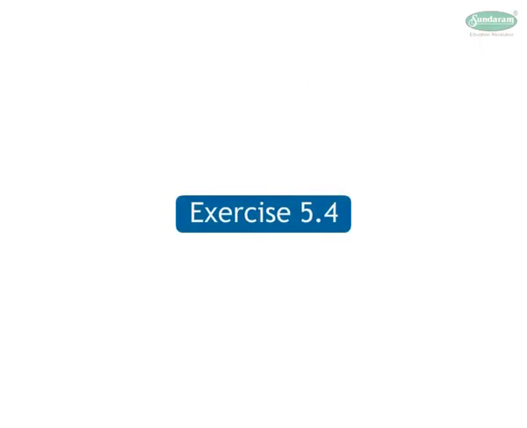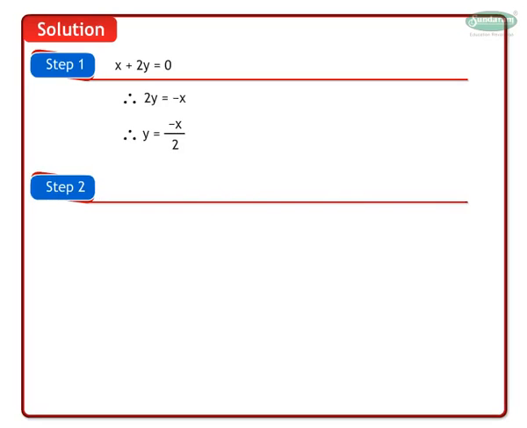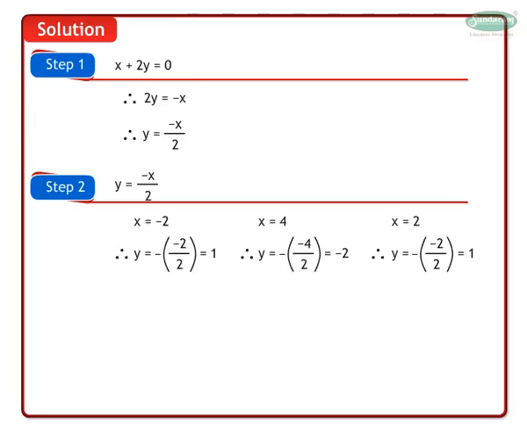Exercise 5.4, Question 3. We shall now practice more by drawing the graph of the equation x plus 2y is equal to 0. Solution. Step 1. Use the equation to express y in terms of x. We get y is equal to minus x upon 2. Step 2. Choose suitable values for x so that we get 3 points whose coordinates we have to plot.